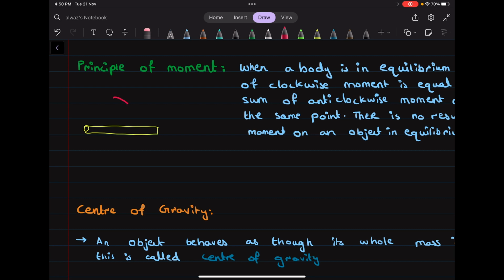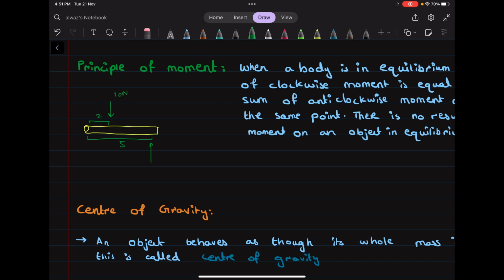The moment exerted in the clockwise direction needs to be equal to the moment in the anti-clockwise direction. So for example, if we have two forces, one of them is acting here and the other is acting here, and this distance is 2 while this distance is 5, and we have this force as 10 newtons. If we want the door to be in equilibrium, we need the clockwise moment to be equal to the anti-clockwise moment.